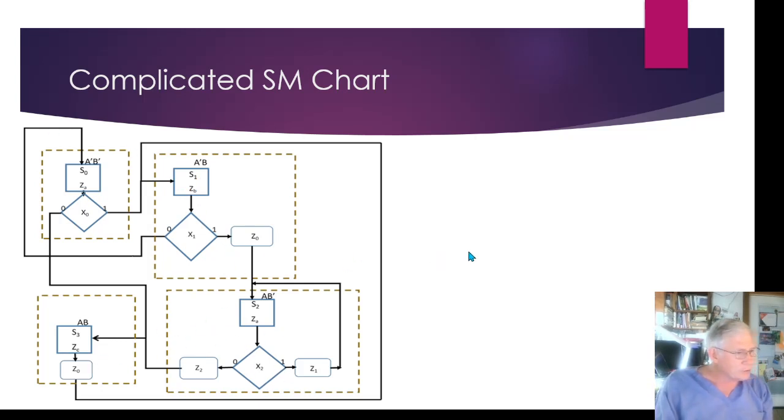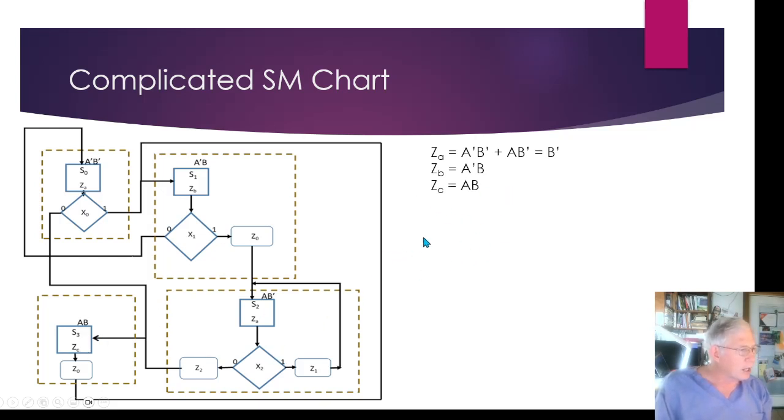So if you look at this, let's do ZA first. Where does ZA appear? Well, it appears in state S0, and it appears in state S2. So then ZA would be equal to A prime B prime plus AB prime, and that easily simplifies to B prime. All right. What about ZB? ZB only appears once, and it's in S1, so it's A prime B. ZC only appears once down here, so it's just AB.